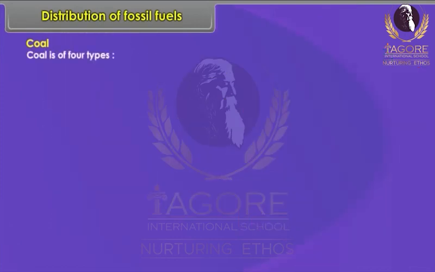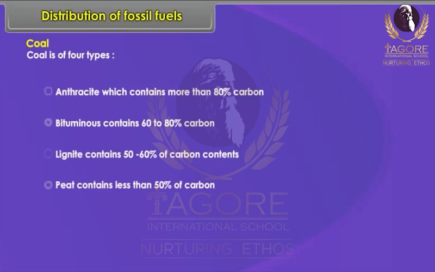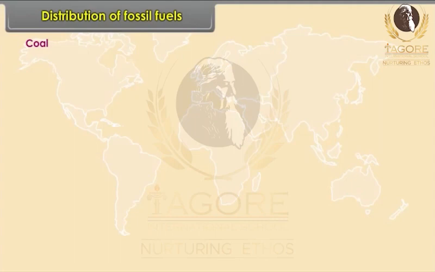Coal is of 4 types. They are anthracite, which contains more than 80% carbon. Bituminous contains 60 to 80% carbon. Lignite contains 50 to 60% of carbon content. Peat contains less than 50% of carbon. Coal. World distribution. Russia, USA, China, Australia, parts of Western Europe, South Africa and India.